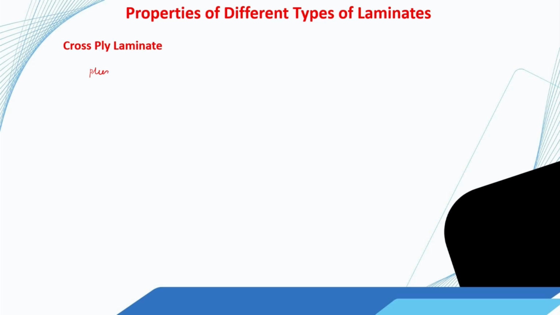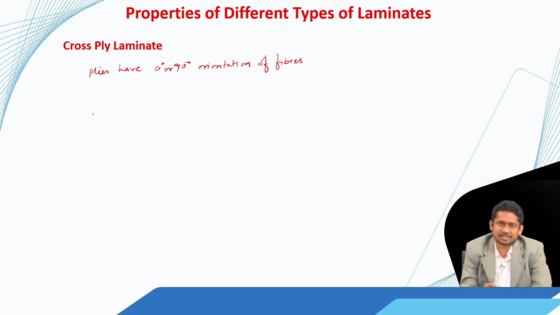So, plies have 0 or 90-degree orientation of fibers. Now, in such cases we know that the plies are specially orthotropic. That means they do not have any coupling between shear and normal terms. So, QIS of any layer K is 0, where I is equal to x or y. So, QXS and QYS both are 0.